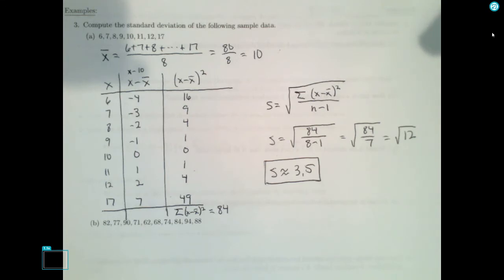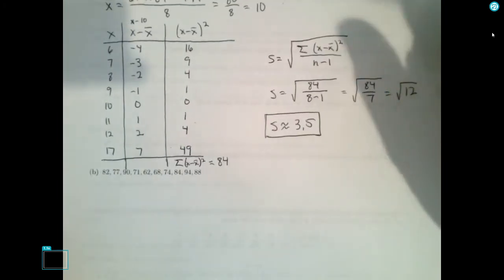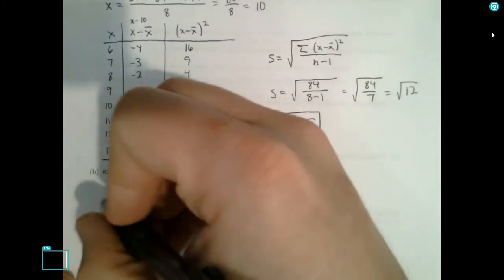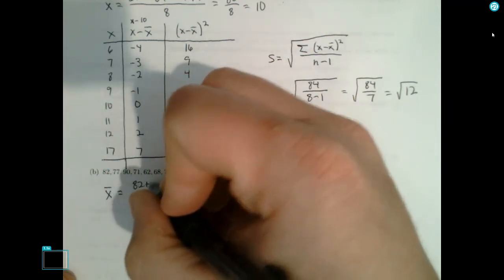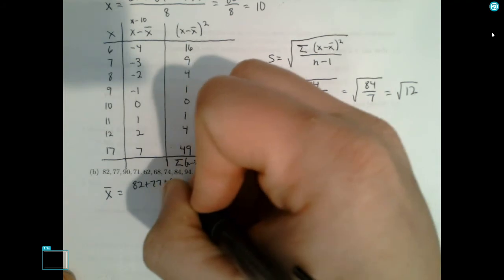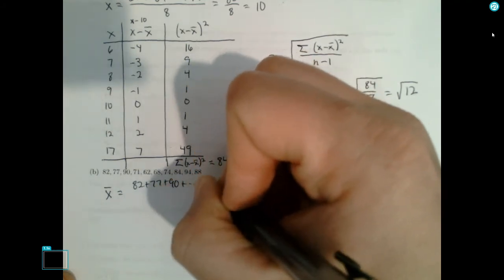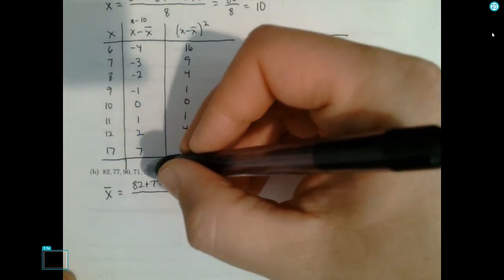Okay. So let's do another example. Let's do this one. 82, 77, blah, blah, blah. Okay. So step 1, calculate the sample mean. It's going to be 82 plus 77 plus 90 and so forth until you get to the last value, which is 88. Then you're going to divide by 1, 2, 3, 4, 5, 6, 7, 8, 9, 10.